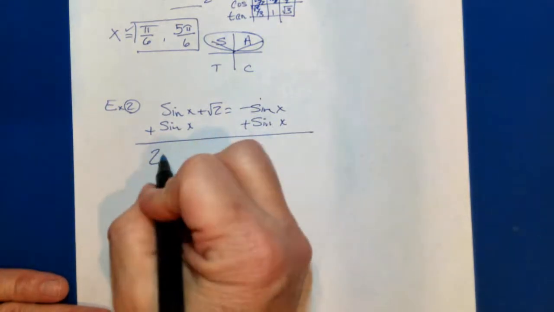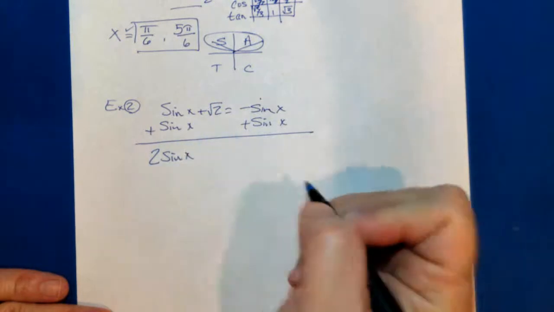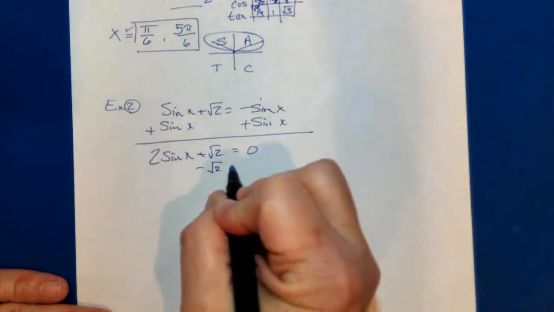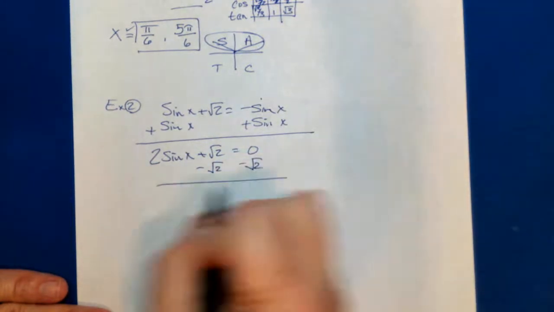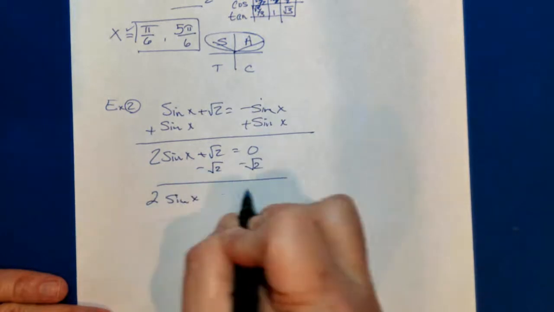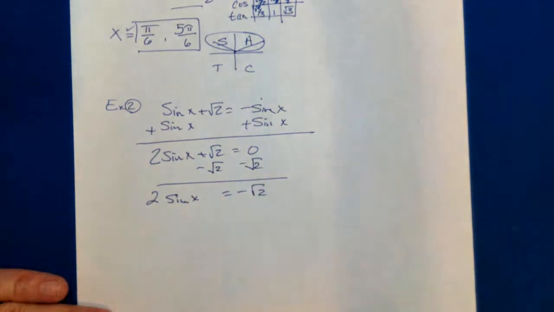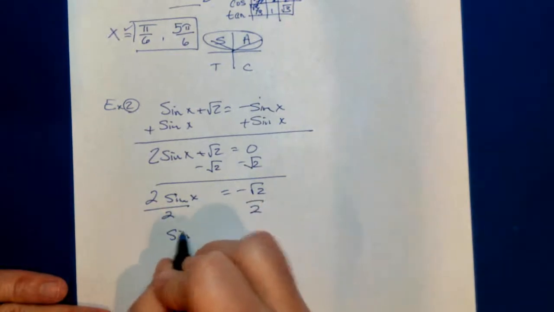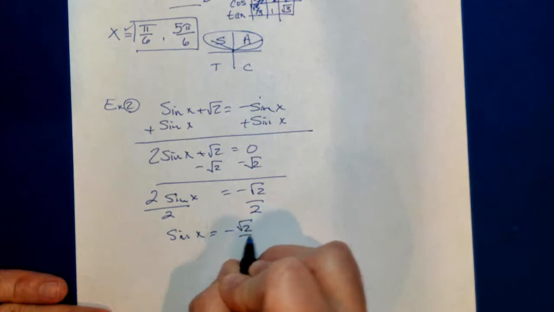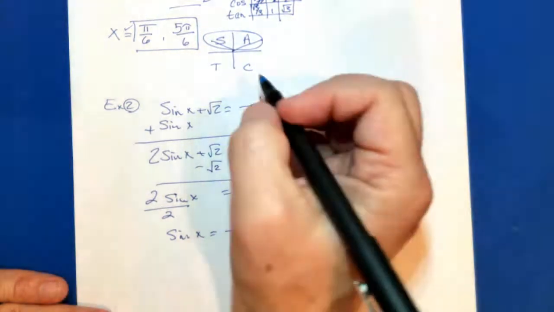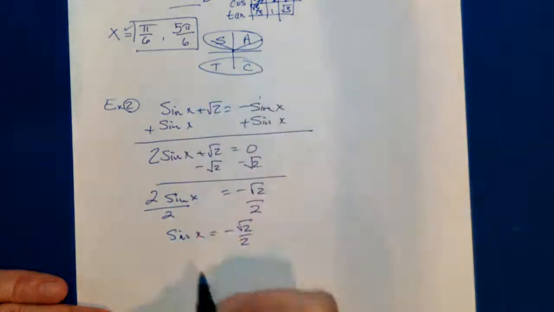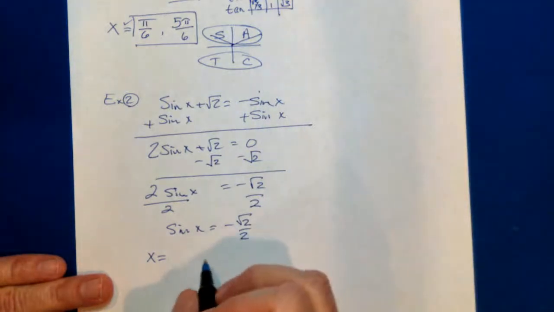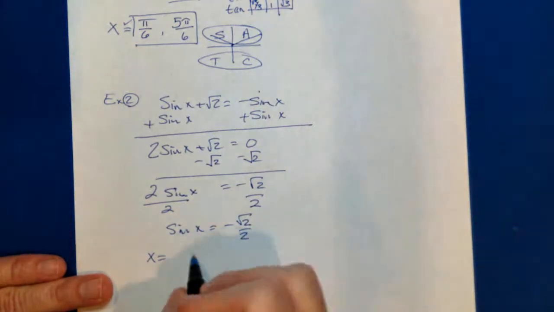So on the left side, this gives us 2 sine x's. We'll subtract the square root of 2 from both sides, and we end up with 2 sine x is equal to negative radical 2. We're almost isolated. We divide by 2, and we get sine of x is equal to negative square root of 2 over 2. Where is the sine negative? Quadrants 3 and 4. Assuming that we're still between 0 and 2 pi, we're going to end up with 2 answers again.